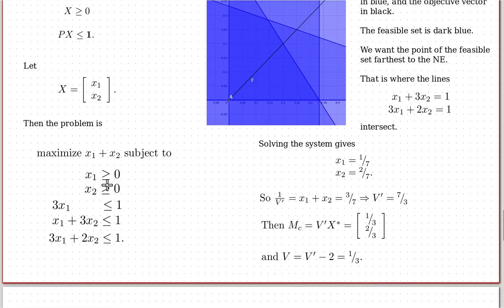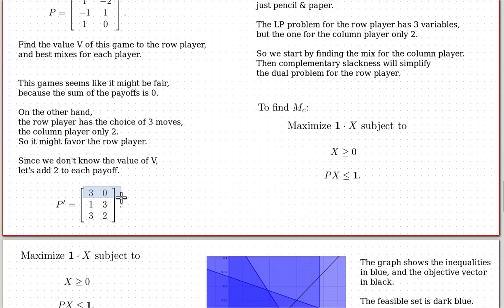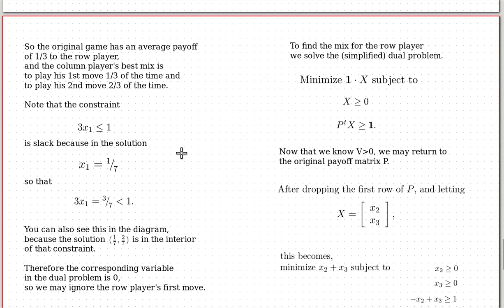Now, what does that mean? Remember, this inequality corresponded to the first row in the matrix. And the first row in the matrix corresponds to the variable, or the fraction of the time, that the row player will play move 1 in the dual linear programming problem. So the conclusion is that the row player should never play row 1. He should just ignore it, right? He should play row 1 with probability 0. So that's a big help in solving the dual problem. We now know that in the dual problem, x1 is going to be 0, and so we can ignore the row player's first move.